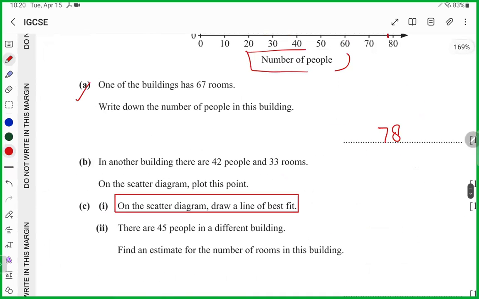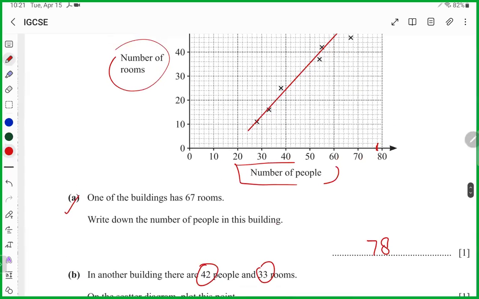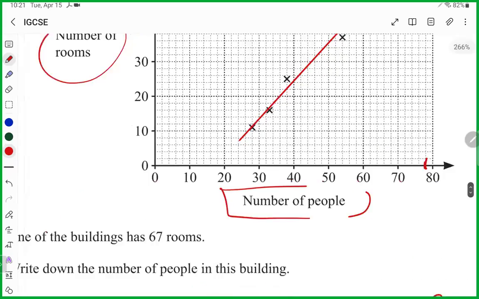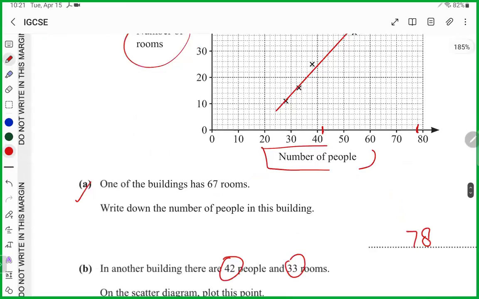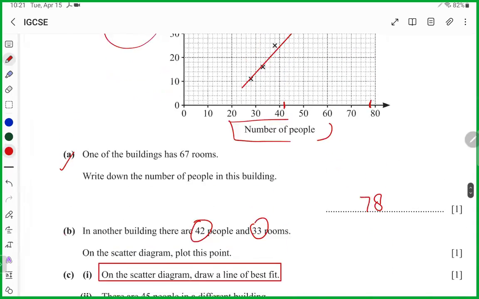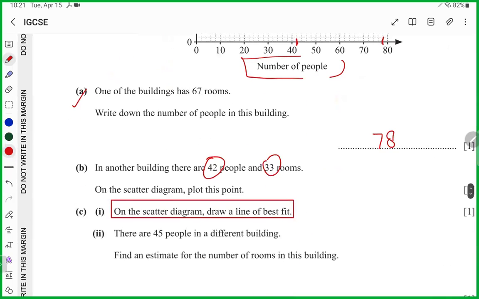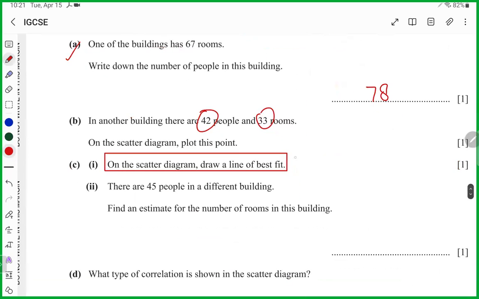Next, in another building, there are 42 people and 33 rooms. On the scatter diagram, plot this point. So 42 and 33. 33 rooms and 42 people. So here are 42 people, and against it, we have 33 rooms. So 42 people, and this is 30, 32, 34. It's going to be somewhere here, right? This is the point you plot. 42 and 33.